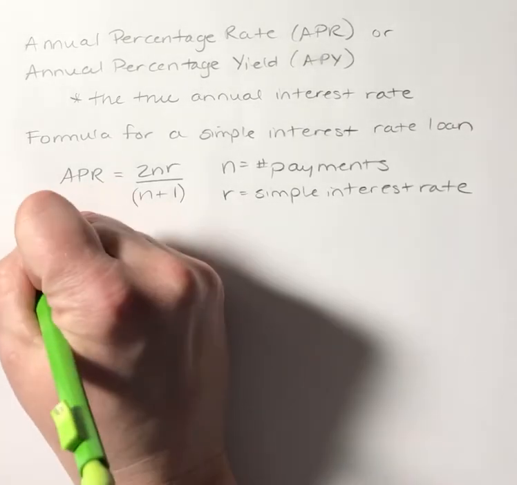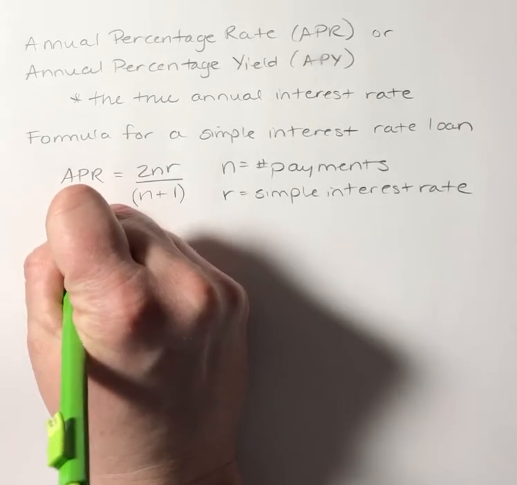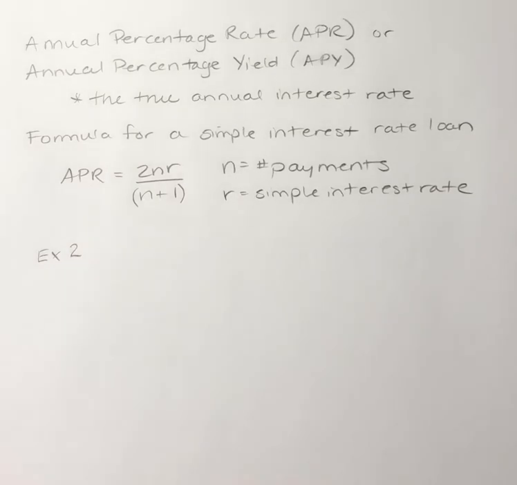So, example 2 on page 650. You purchase a refrigerator for $675. You pay 20% down and agree to pay the balance in 12 equal monthly payments. The finance charge on the balance is 9% simple interest. Okay?